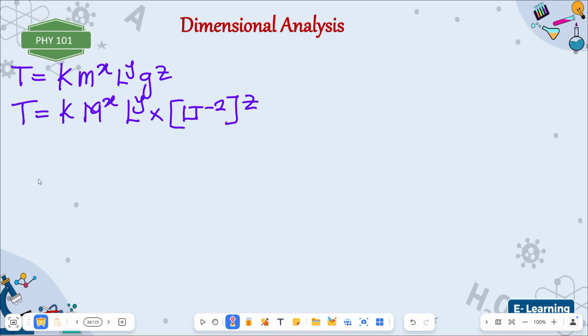So now that we've done this, the next thing we do is to bring out everything here and express them. So T will be equal to what? K m^x l^y times this (LT^-2)^z. This Z here will affect this L, so we have L raised to the power of Z. Then T^-2 times Z will give us T^-2Z. What I did was just to use this Z to open through this bracket. You know, this one is like raised to the power of 1. 1 times Z will give us T^-2Z.